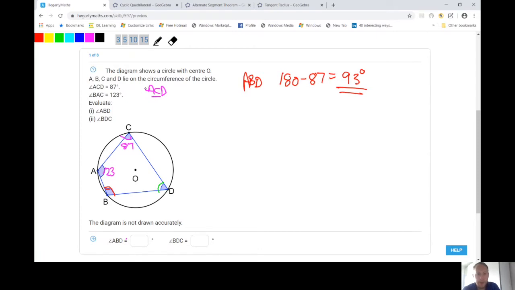And the second one, well, I've got to find this one, and you know this one and this one will add up to 180 degrees. So again, BDC this time is 180 take away 123, which is given in the information. So if I take 120 off, I get to 60. I take another 3 off, I get to 57. So that'll be 57 degrees. So BDC is 57 degrees.